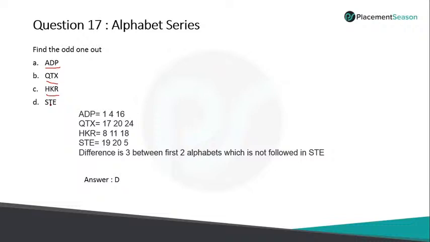So in this way also you'll be able to proceed. So now if you see in this way, the odd man is option D.